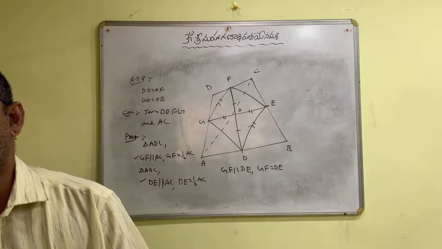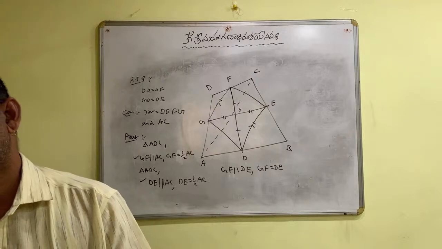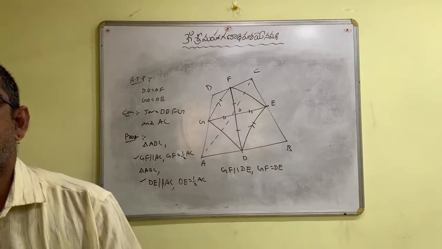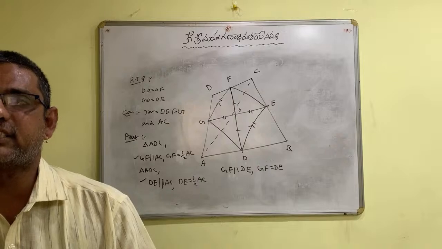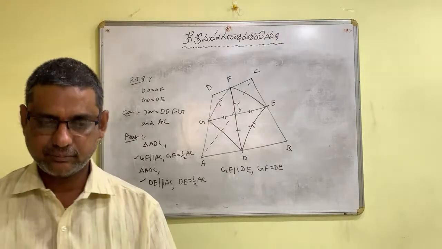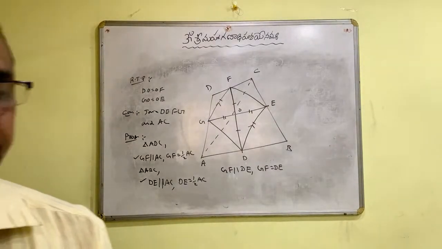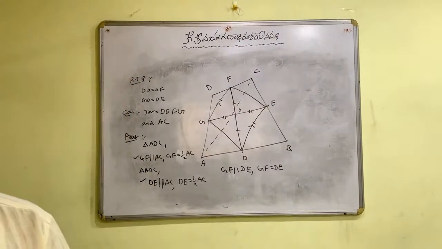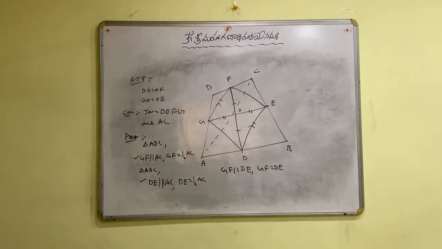If we prove GDEF is a parallelogram, we know that GE and FD are its diagonals, so they bisect each other. Over. That idea you should get.